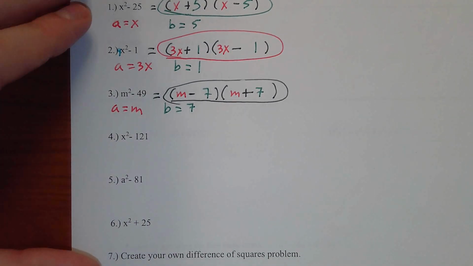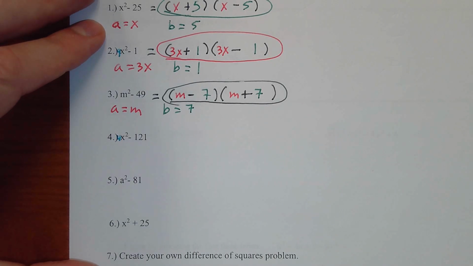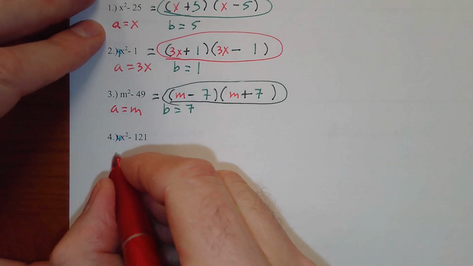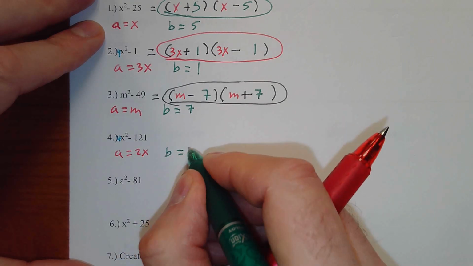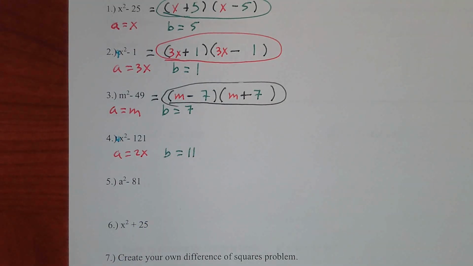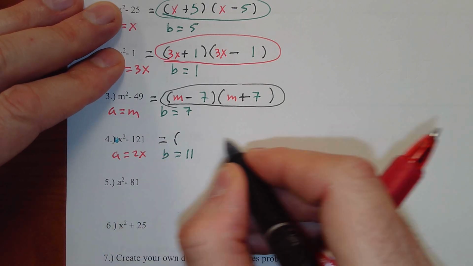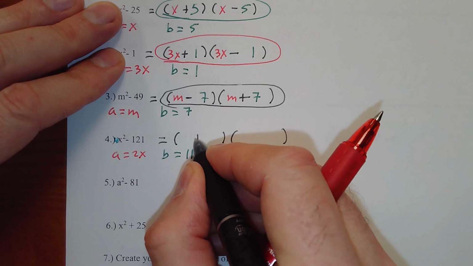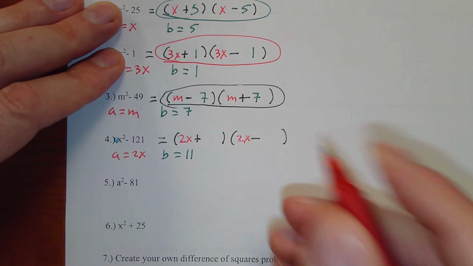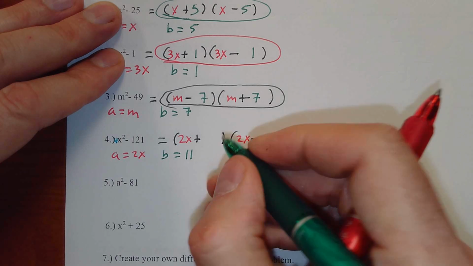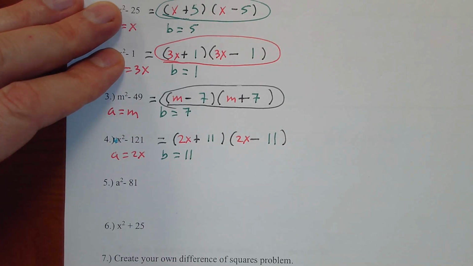Let's try number 4. And here I'm going to change number 4. I'm going to make this 4x squared minus 121. So a here would be 2x. B would be 11. We have subtraction between, so we can break this apart. Get 2x and 11 for B. So that gives us 2x plus 11 times 2x minus 11.